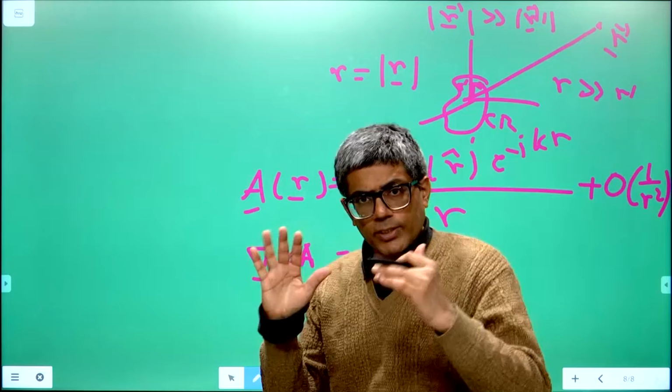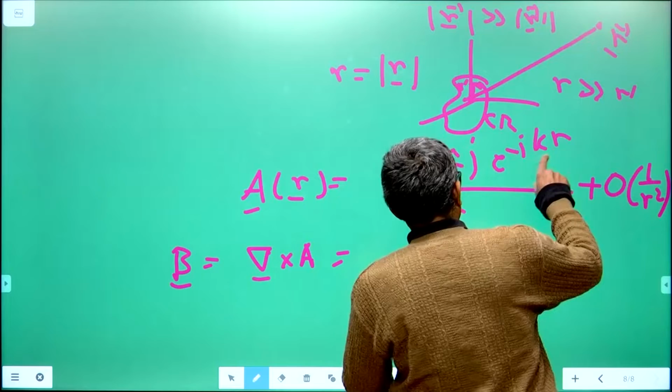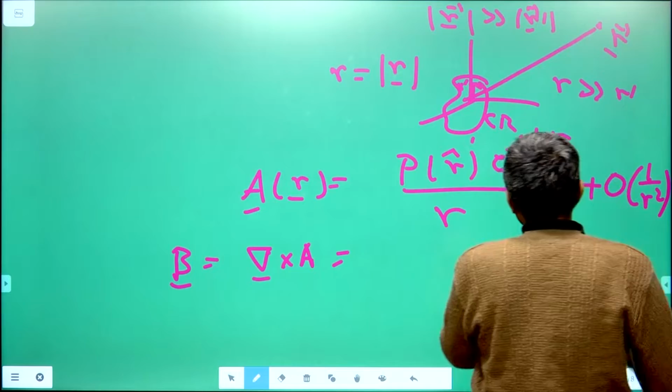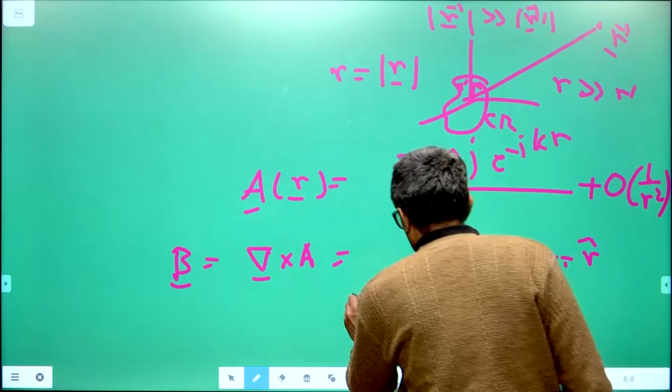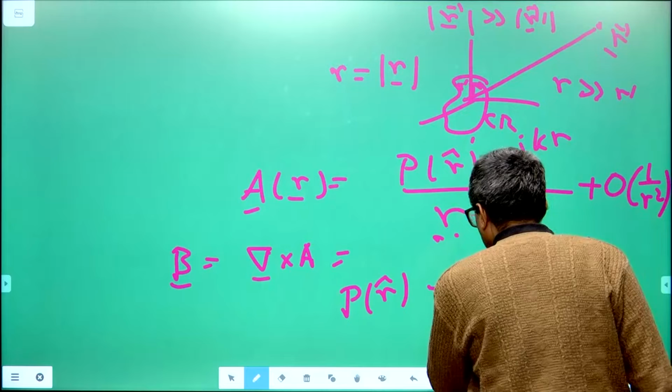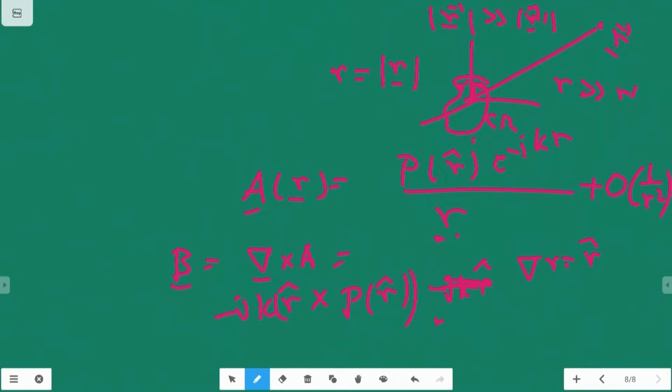So del cross A is the magnetic field, which can be written up to order 1 by r. If you take del of r, you get r cap. So only that will contribute to 1 by r. All the other gradients will contribute to 1 by r square. So this will be equal to minus j k r cap cross P of r cap e power minus j k r by r. So this is the far field magnetic field plus order 1 by r square.